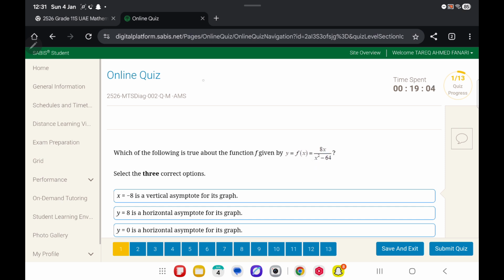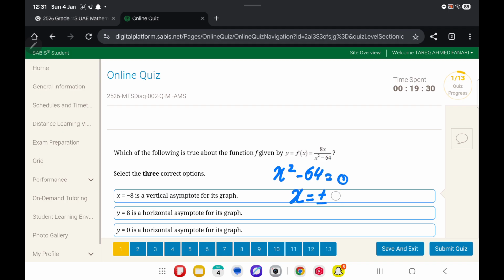Why? Because if I make it 0, remember, anything divided by 0 is undefined. Right? This is not possible. So the values here that make my denominator 0 and consequently make my function undefined are my vertical asymptotes. So x squared minus 64 equals 0. X is equal to plus or minus 8.